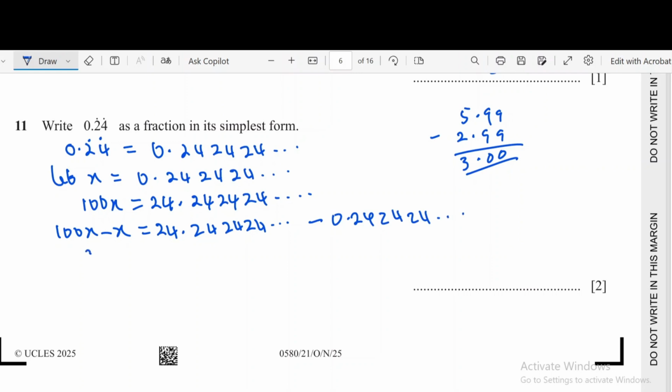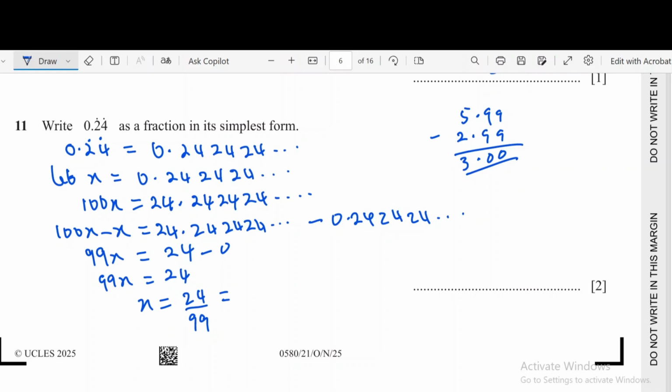Now the recurring part, we cancel out. This is going to be 24 minus 0. That's going to give us 24. So 99x equals 24. So x, if we divide both sides by 99, okay, that's 24 over 99.